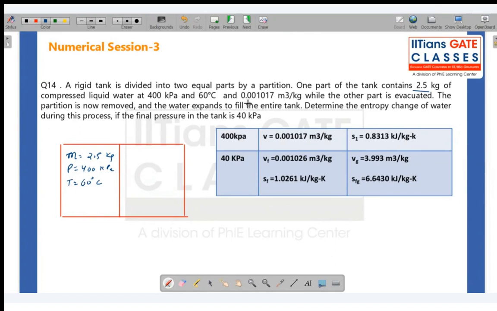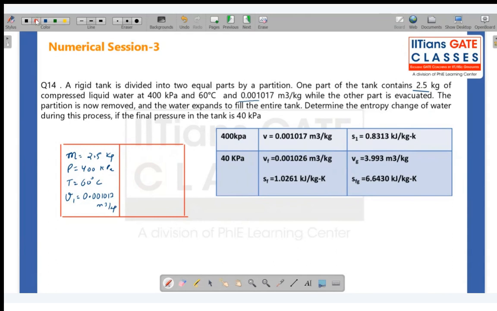The specific volume v1 is equal to 0.001017 meter cube per kg, while the other part is evacuated. Now you remove the partition.